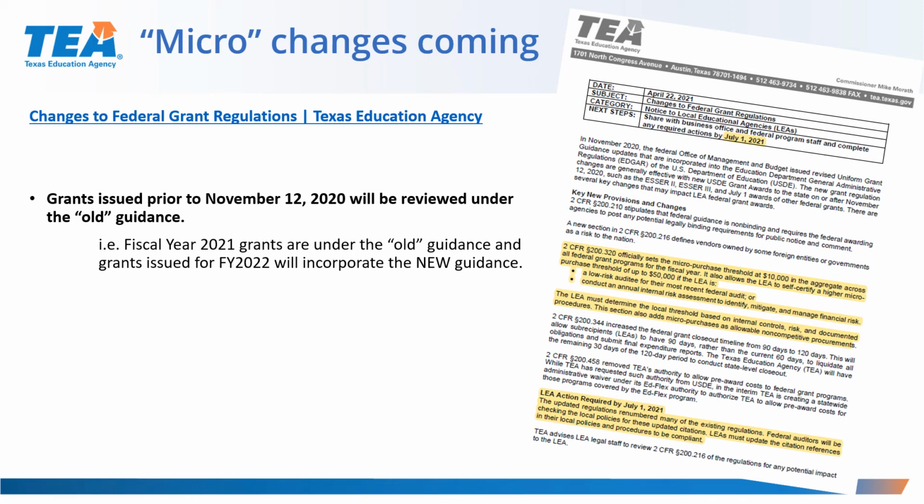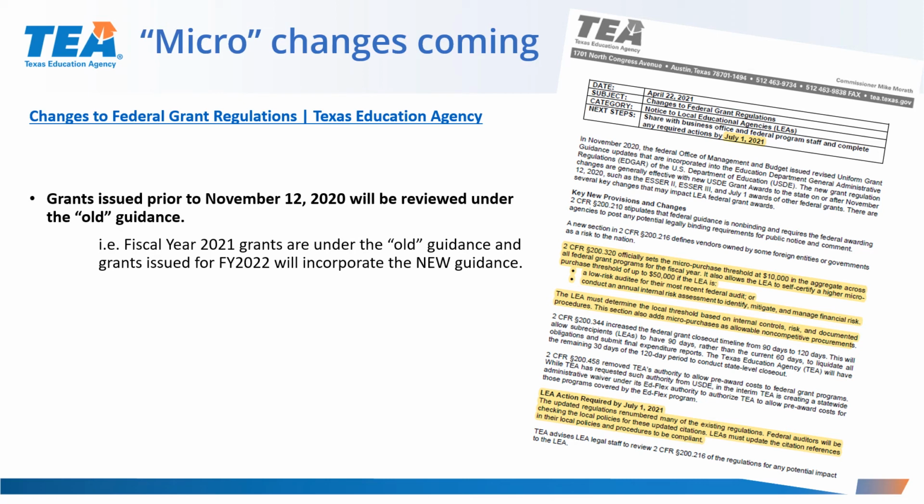The most current EDGAR guidance allows for LEAs to self-certify for this higher micro-purchase threshold up to $50,000 if certain conditions are met. The self-certification must be done annually and must be well documented. This documentation will include a justification for the increased threshold, a clearly stated threshold amount, and supporting documentation of one of the following. Number one, qualification as a low-risk auditee based on the most current single audit. Or number two, an annual internal risk assessment designed to identify, mitigate, and manage financial risks. Or number three, a higher threshold consistent with state law.